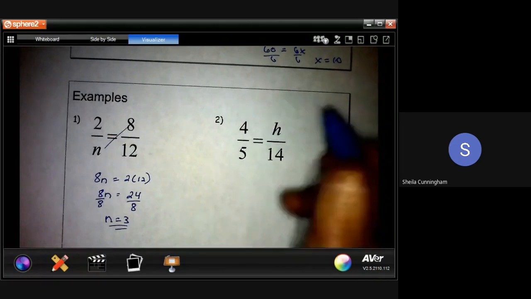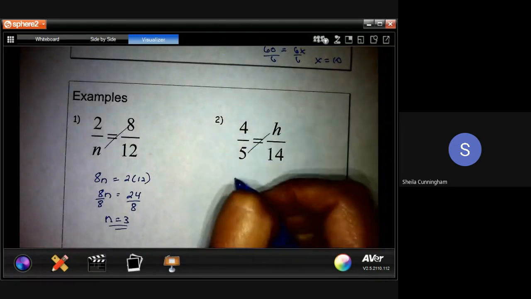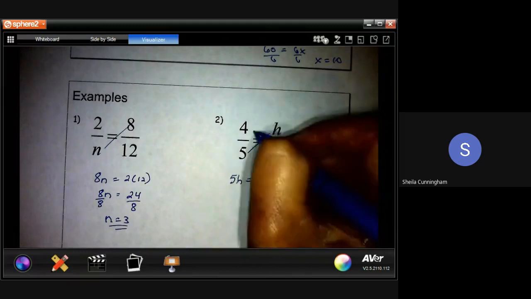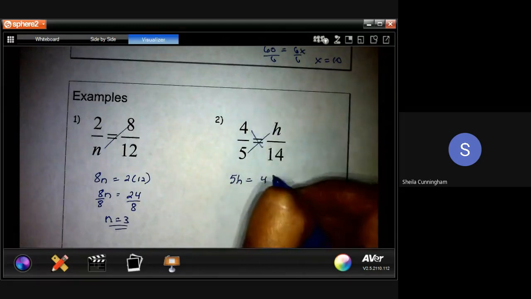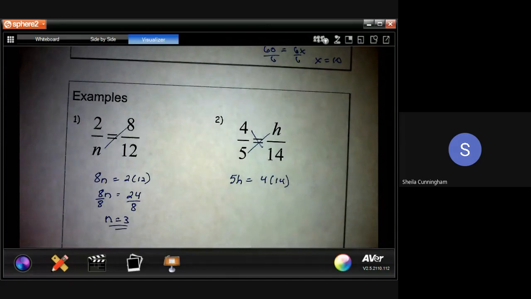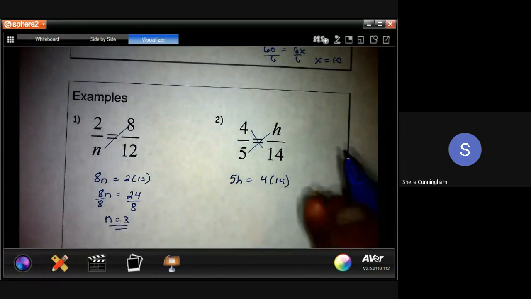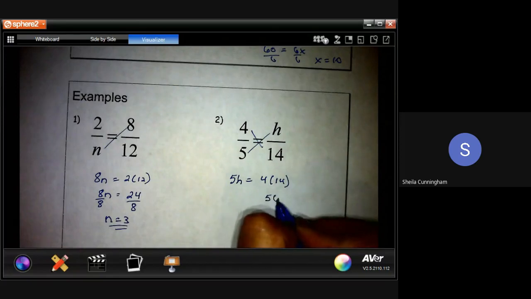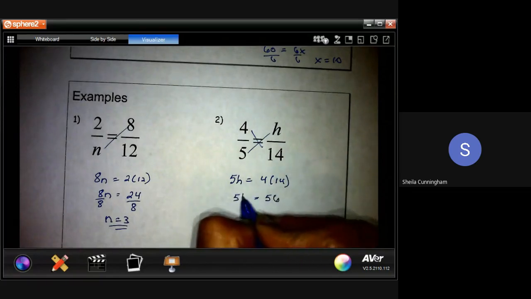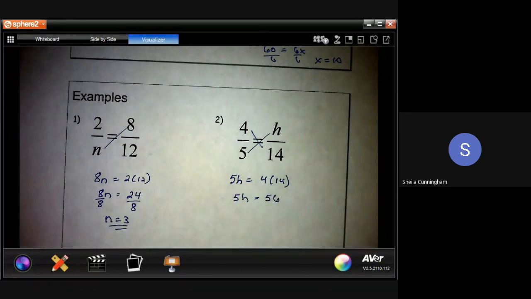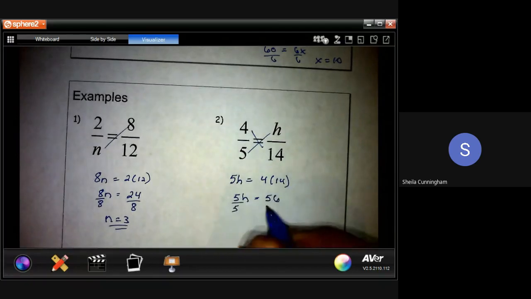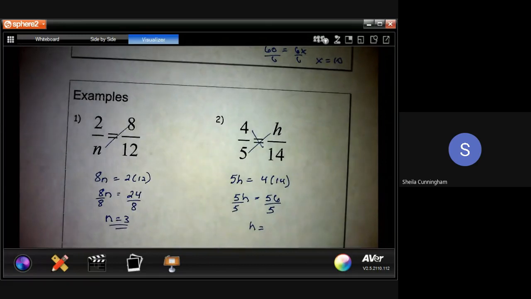And then the last one, same thing. I'm going to take that 5 times the h. So 5h is equal to 4 times 14. And 4 times 14 is 56, and that equals the 5h. I'm going to divide both sides by 5, and I'm going to find out that 56 divided by 5 gives me 11.2.